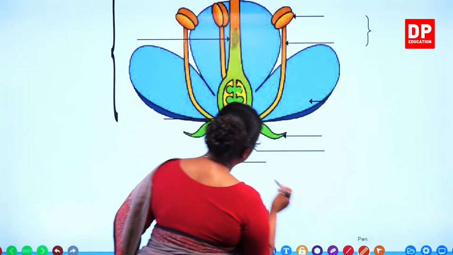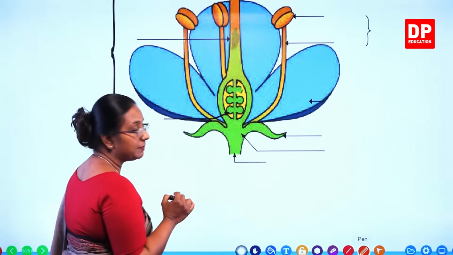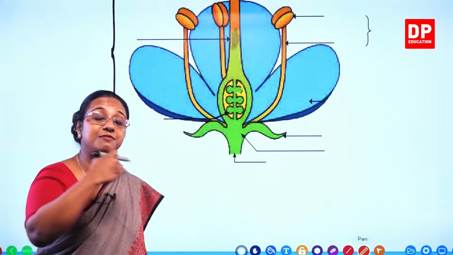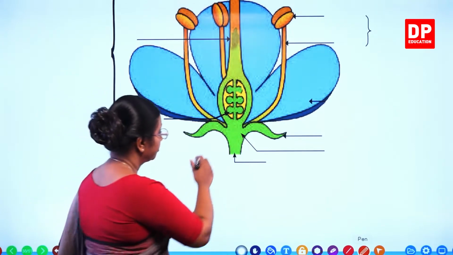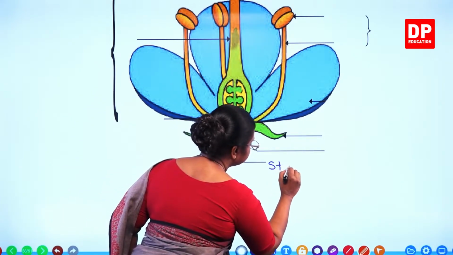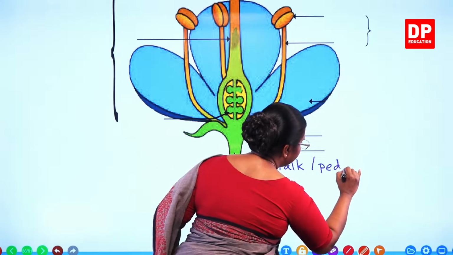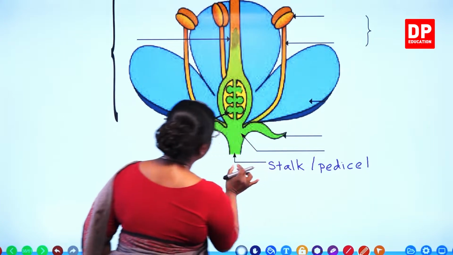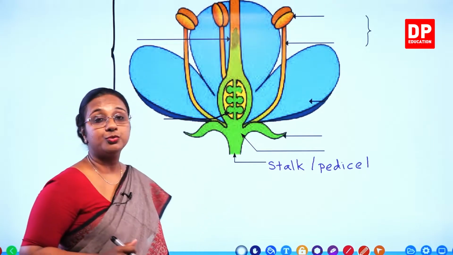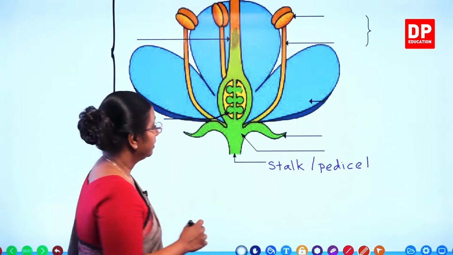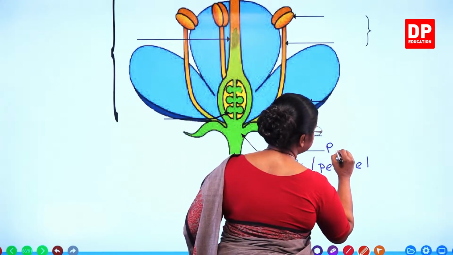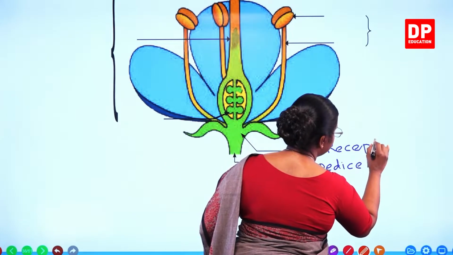So what is this? It is the stalk or the pedicel. That is what attaches the flower to the plant. So we have the stalk, or what we call the pedicel. And then the pedicel expands into what? The receptacle. We have the receptacle.